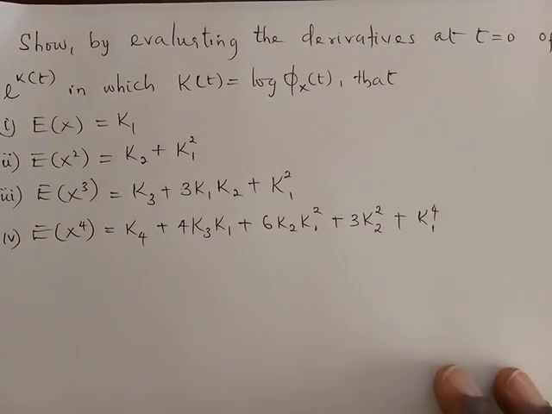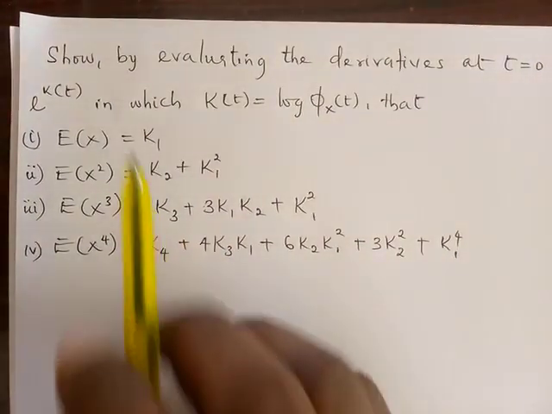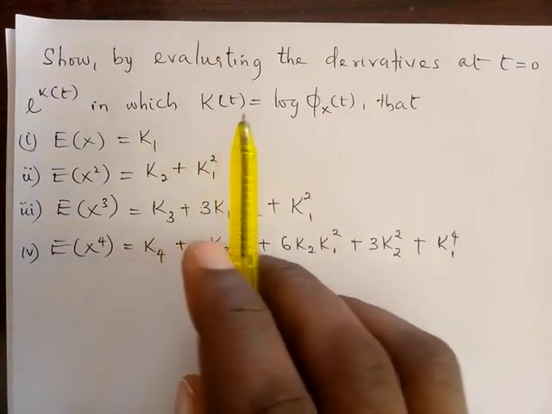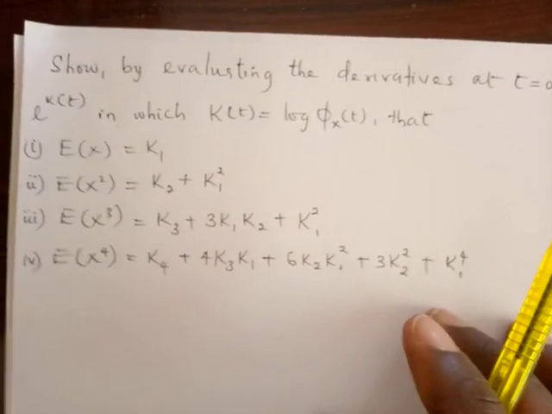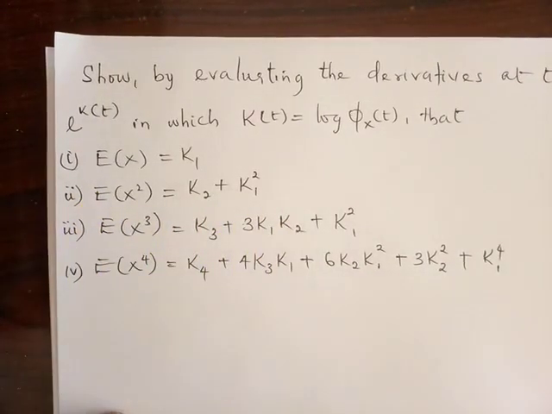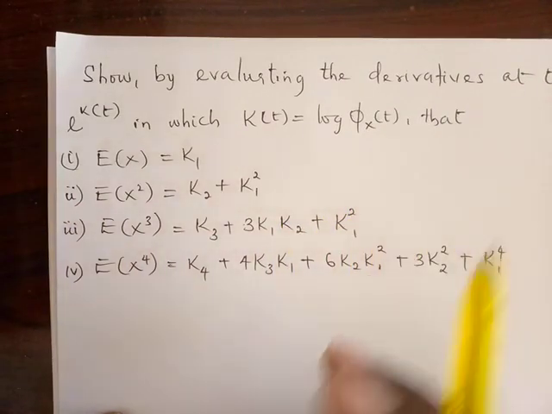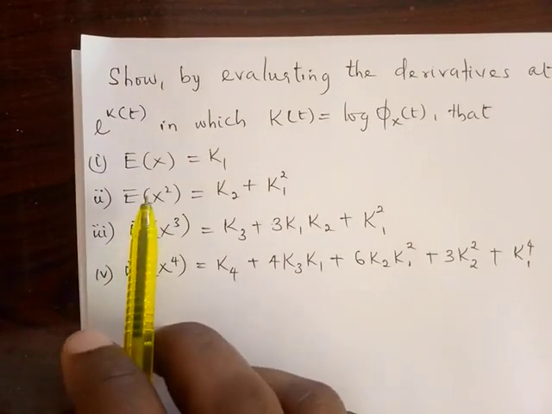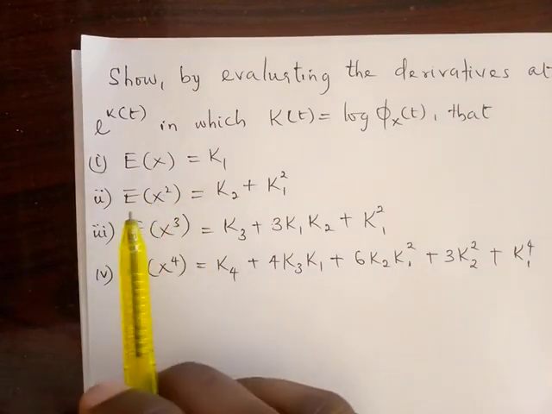Hello. Today we are going to try to tackle this question. The question says, show by evaluating the derivative at t equals 0 of exponential raised to the power of K(t), in which K(t) is equal to log phi X(t), and we are asked to show that the expected value of X is equal to k1, which is the first cumulant.